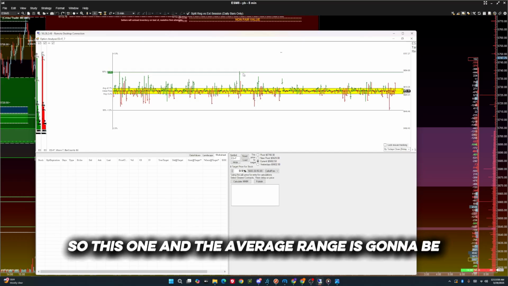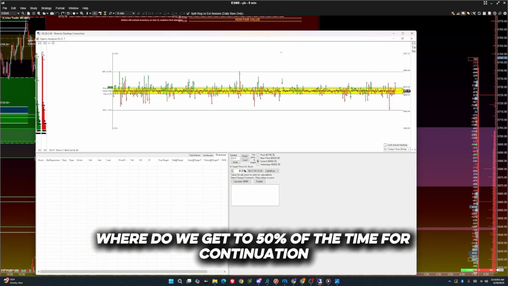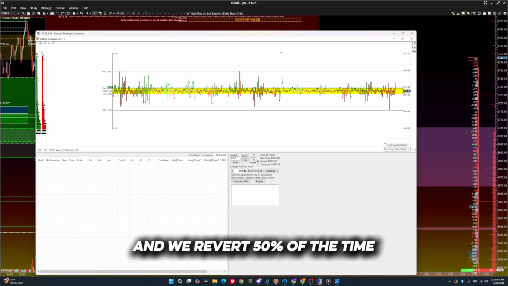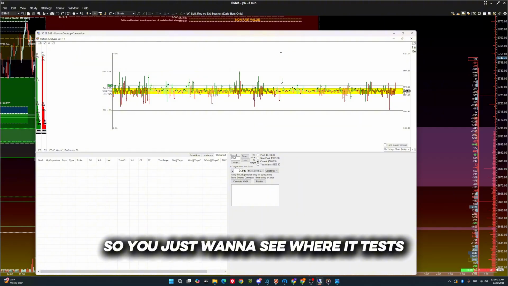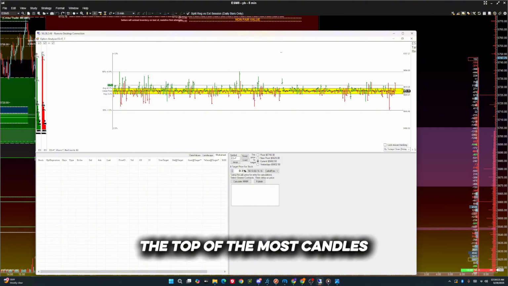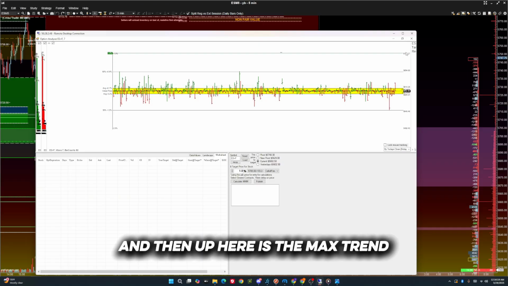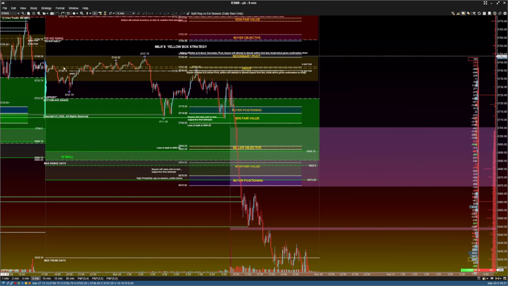So this one. And the average range is going to be when we break the yellow box, where do we get to 50% of the time for continuation, and we revert 50% of the time. So you just want to see where it tests the top of the most candles. So it would be around this area. That's the average range. And then up here is the max trend.